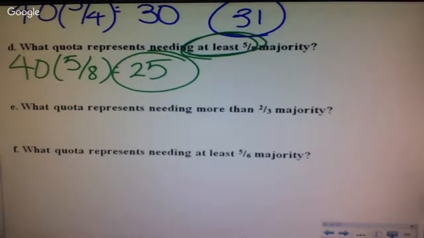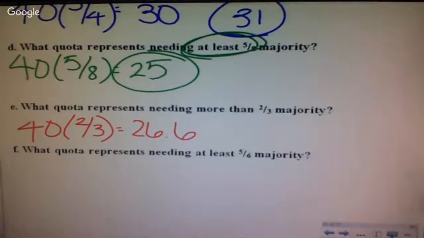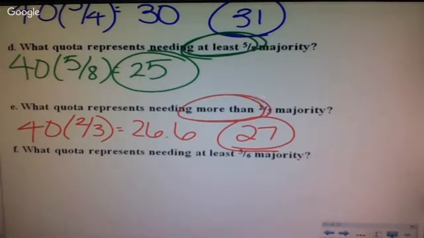What quota represents needing more than 2/3? I need to first find out what's 2/3 of 40. 26.6. Okay, more than is 27. So your keyword there is more than.